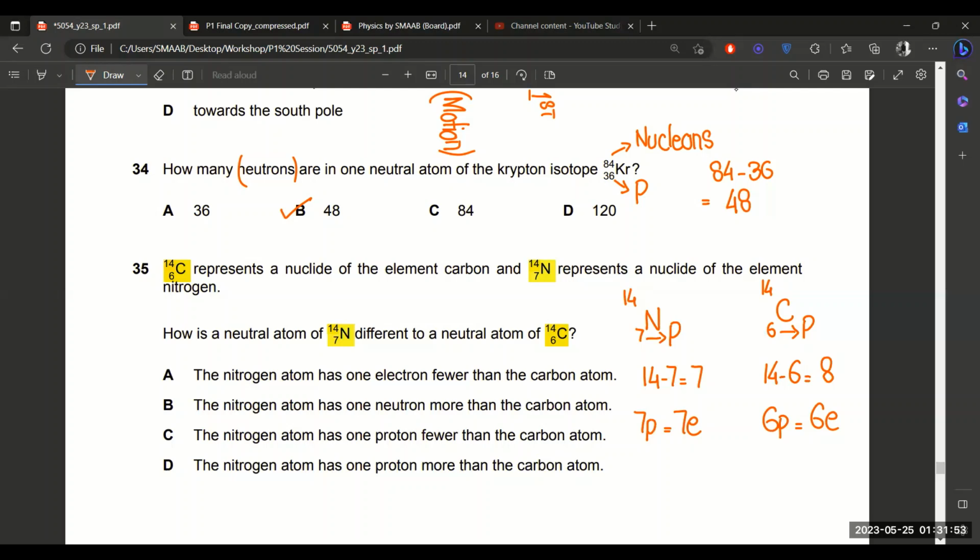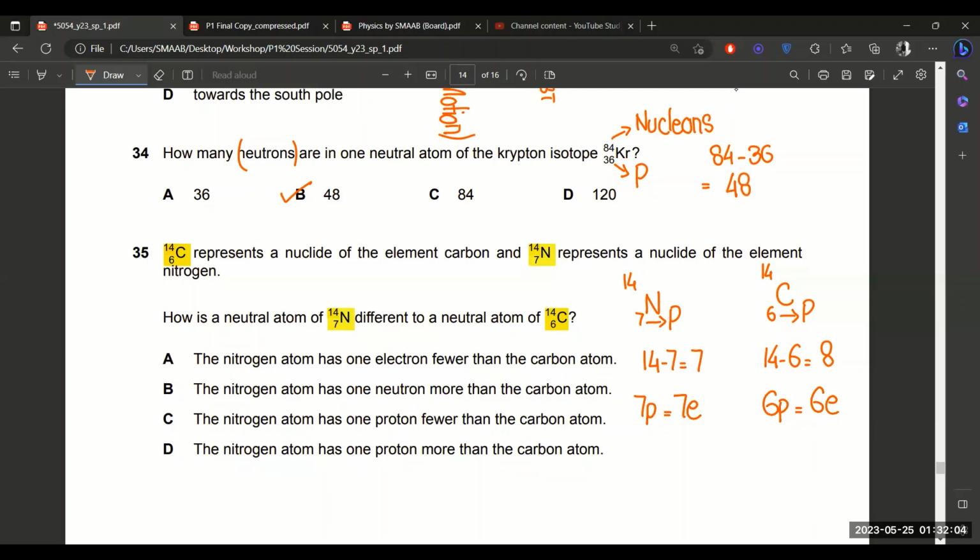So just read the question. The nitrogen atom has 1 electron fewer than the carbon atom. So if we compare the number of electrons, they are saying the number of electrons is less than the carbon atom. We know that nitrogen has one more electron as compared to carbon. Option A is not possible, it has one neutron more than, so we are not comparing the number of neutrons, and there is also a difference in the number of neutrons.